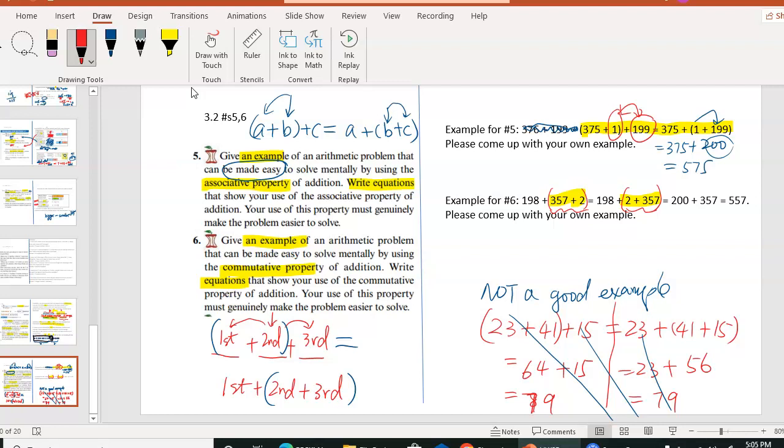And then I skipped a step here. We're going to apply the associative property to add 198 and 2 together instead of 2 and 357. And 198 plus 2 gives us 200, and plus 357, that gives us 557.